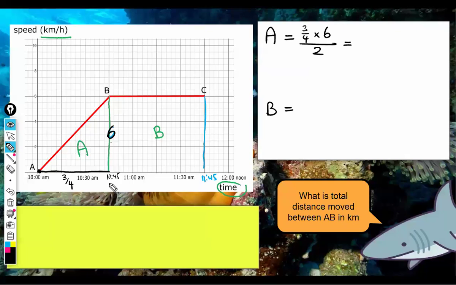And for B, well, when we establish from 10:45 to 11:45 is 1 hour, so the length is 1 and the breadth is 6. Length by breadth. Work out both of them and add them. Once again, from 10 to 10:45 is 3/4 of an hour. We want the time to be in hours to match the speed. Remember, if the speed is in kilometers per hour, you want your time to be in hours as well. If you don't like the 3/4, you can just replace it with 0.75.